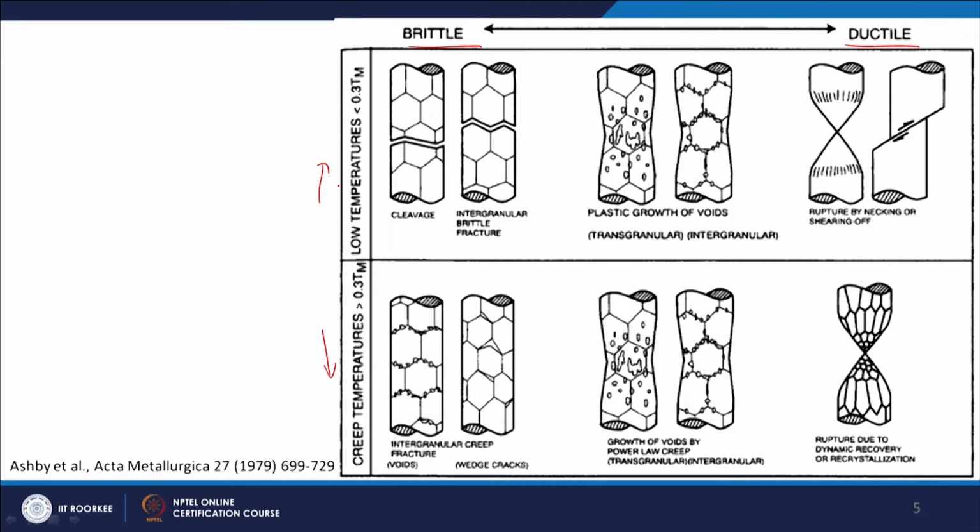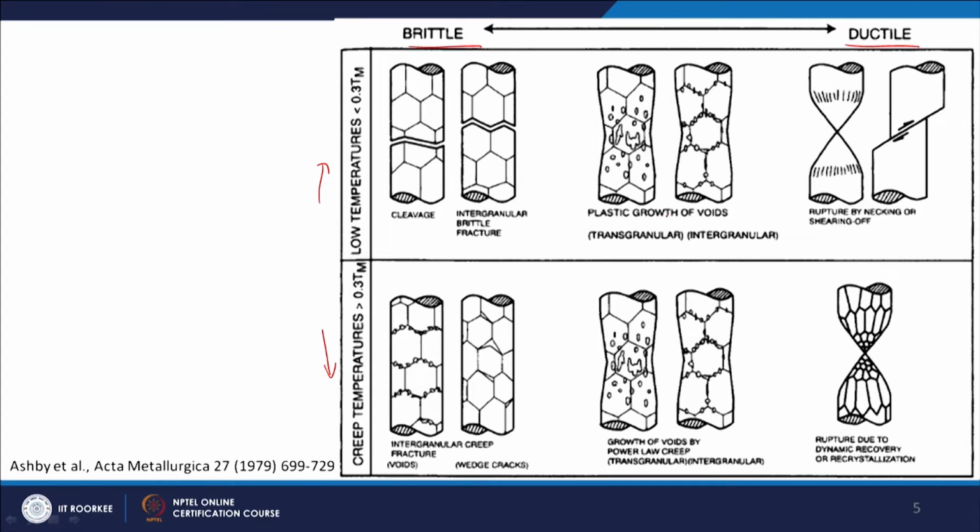Okay. So, at low temperatures in a brittle material you will have a fracture like this, where the crack is going through the grain. It is a cleavage fracture we say, or you can have an intergranular brittle fracture. So, you can see in this case the crack has gone along the grain boundary. So, it is called intergranular, and this will be called intragranular.